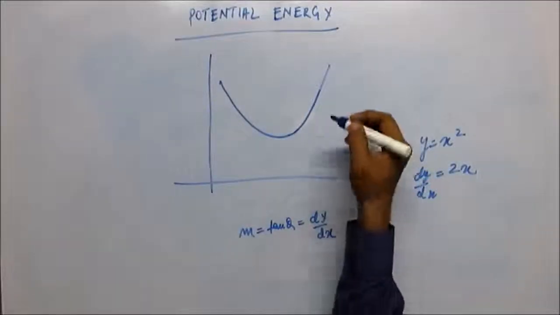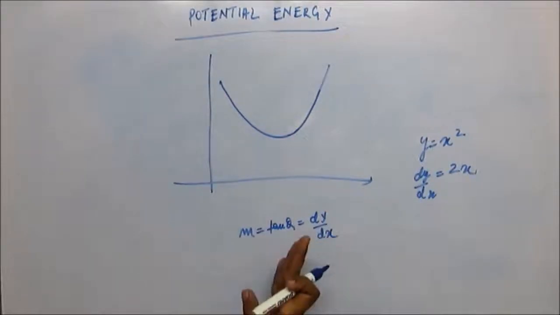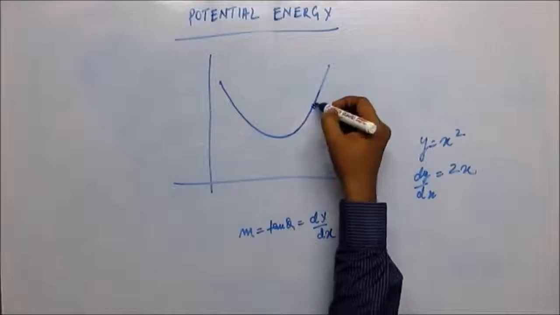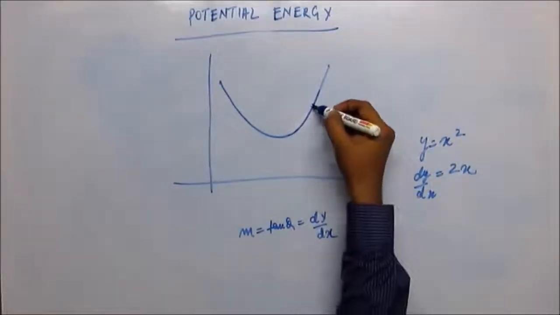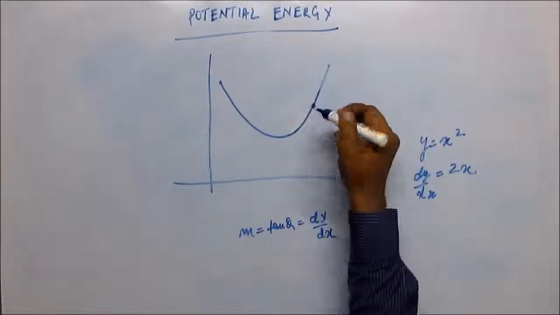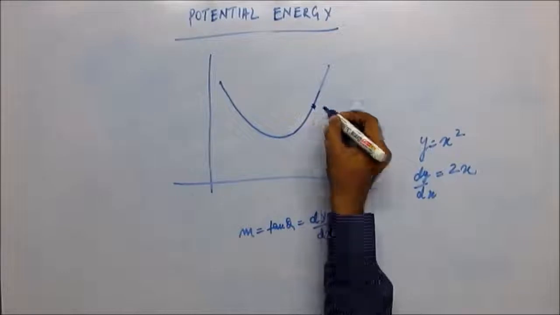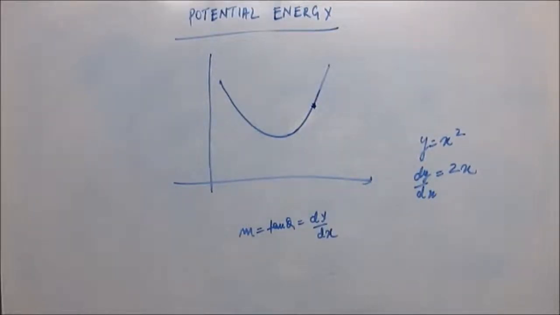Let me also quickly remind you why dy by dx should be the slope of the tangent. Suppose we consider a small section on this graph, this very small section. Now, on going from the initial point to the final point within this small section, there will be some increase in x and there will be some amount of increase in y coordinate.